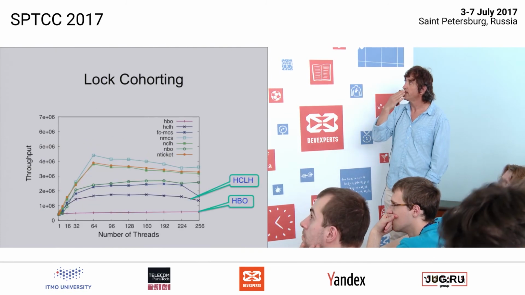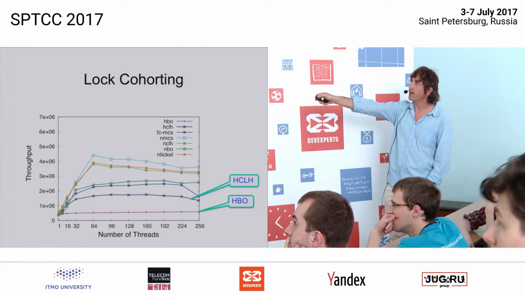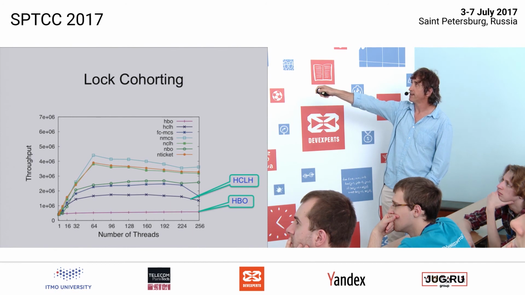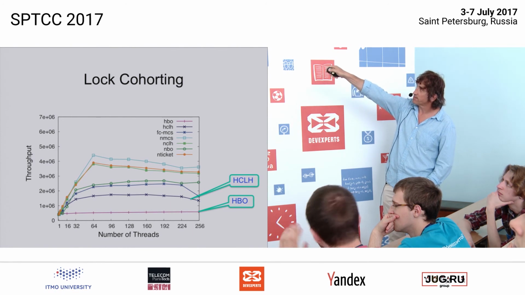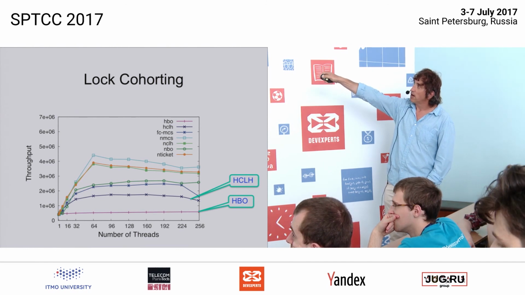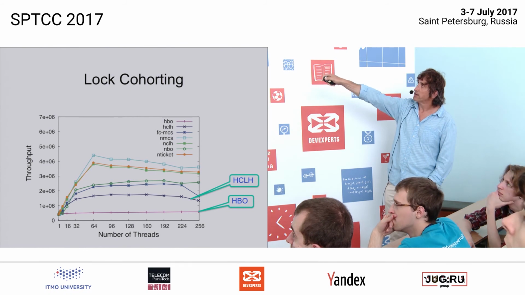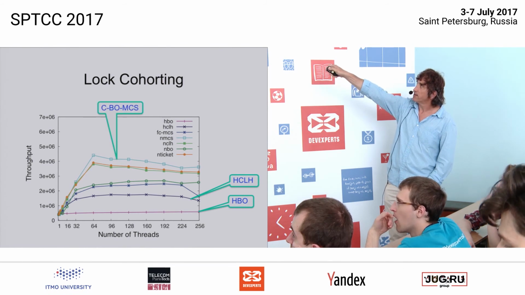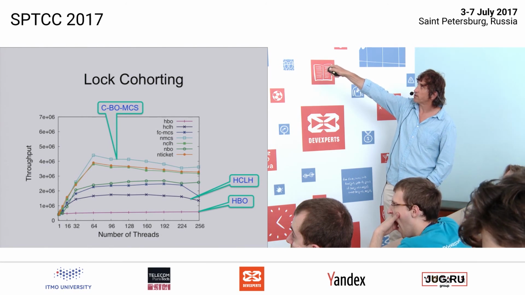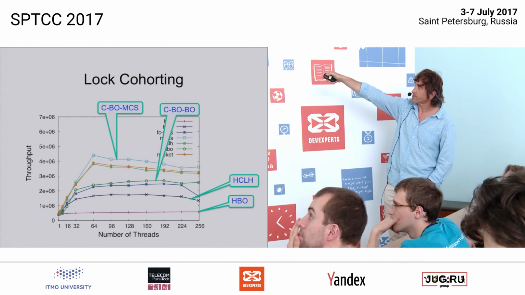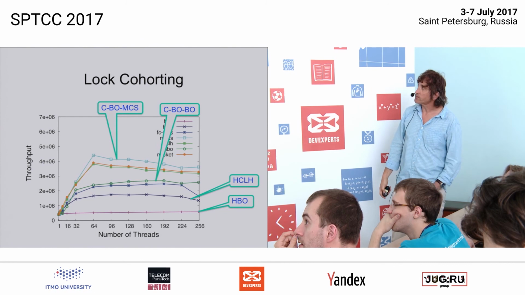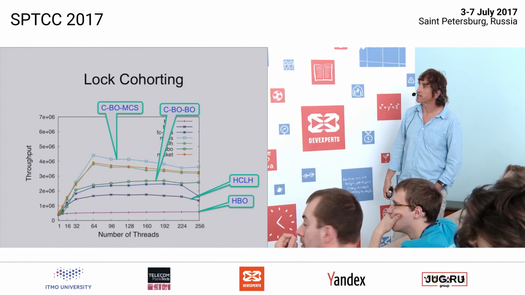Cool. Here are some numbers. So this is the same graph. Again, I don't know how many physical processors were here, but I'm going to guess it's around 64, just from the graph. So here's what you get. So hierarchical Backoff lock, hierarchical CLH lock. This is CBO MCS, the Cohort Backoff MCS lock. This is CBO BO right here. Okay. So you can see the performance you're getting is pretty good.